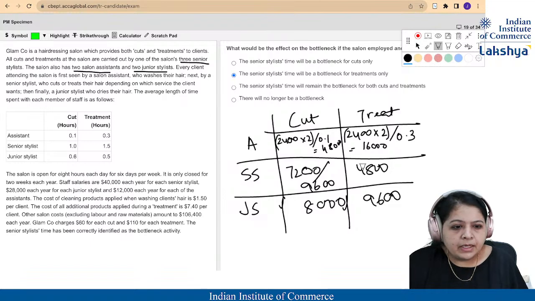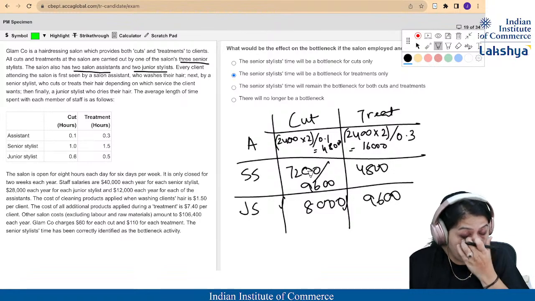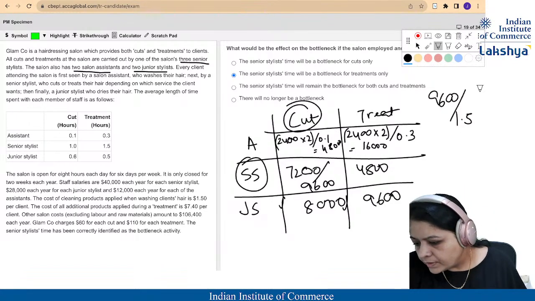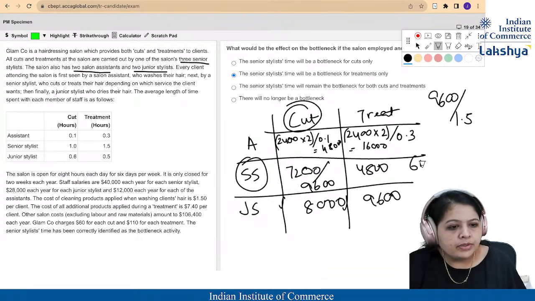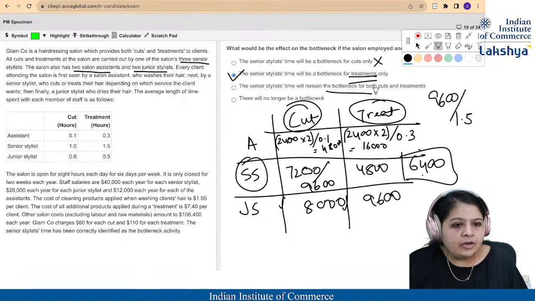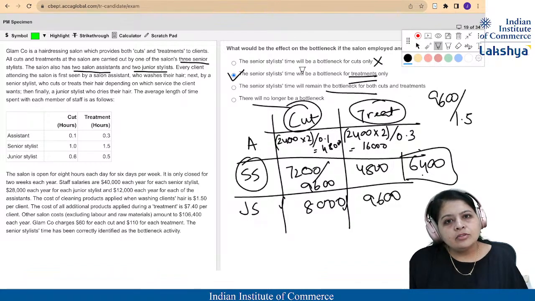9,600, right? So here the bottleneck is gone, and now here the senior stylist bottleneck would not remain, right? And this one is going to be 9,600 divided by 1.5, right? So here there is no bottleneck for sure. In terms of cuts, in the treatments, it is going to be 6,400. So even here in treatment, it is still going to be the bottleneck, and that is why senior stylist time will be bottleneck only for treatments, definitely not for cuts and not for both. And there will be no longer bottleneck is also untrue.